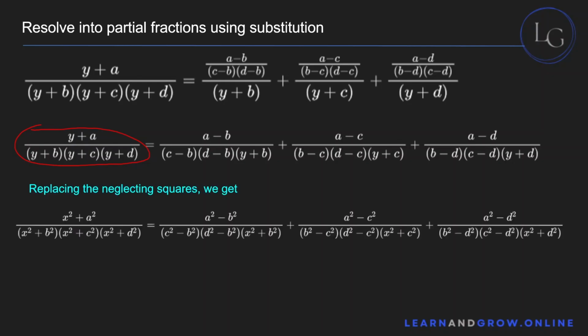So you'll now replace all of these linear terms with square terms. So everywhere where you have an a, it will be replaced with an a squared. Everywhere where you have a b, that will be replaced with a b squared. The c's will be replaced with c squared. The d's will be replaced with d squared, and the y will be replaced with x squared. So this is the final result of the partial fraction resolution.